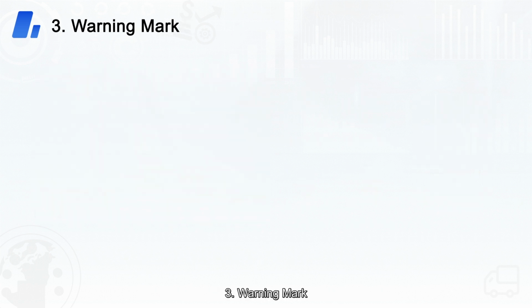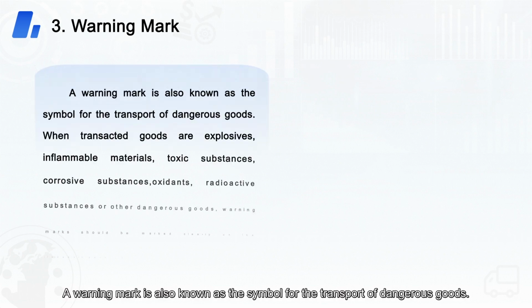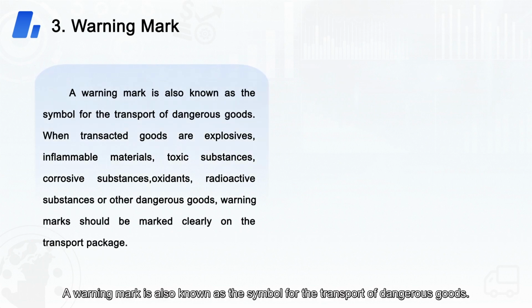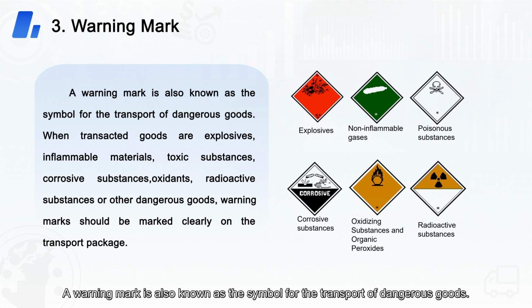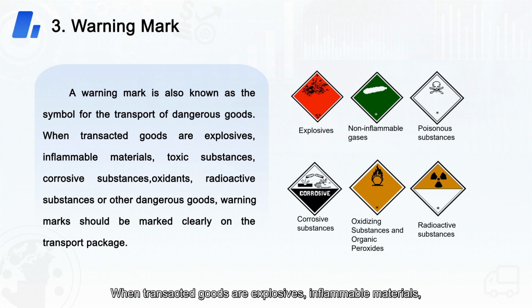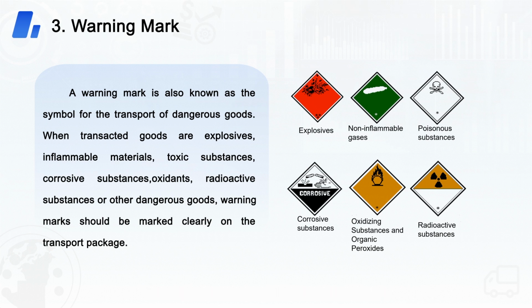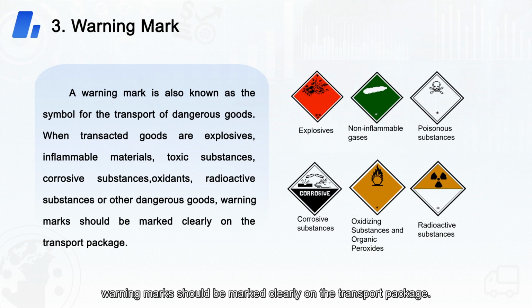3. Warning mark. A warning mark is also known as the symbol for the transport of dangerous goods. When transacted goods are explosives, flammable materials, toxic substances, corrosive substances, oxidants, radioactive substances, or other dangerous goods, warning marks should be marked clearly on the transport package.